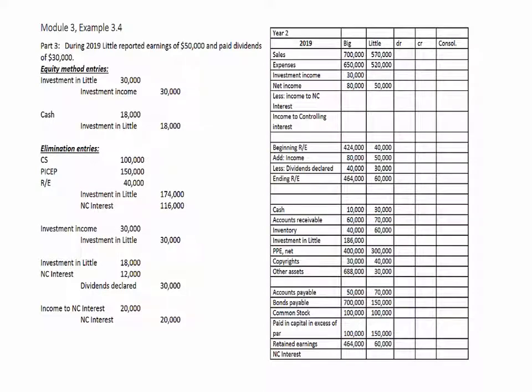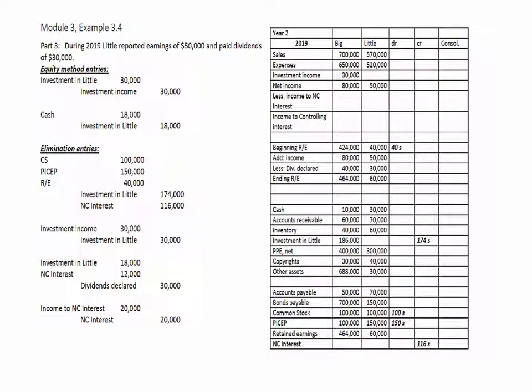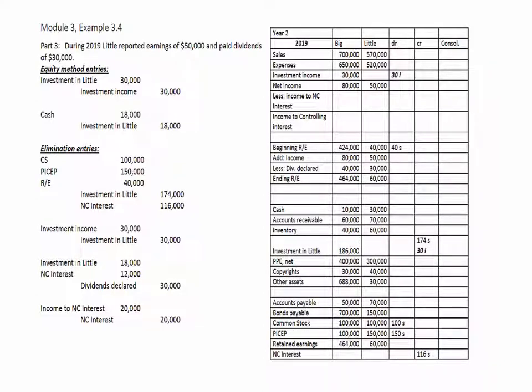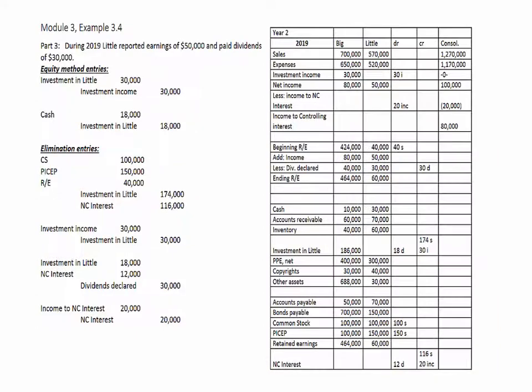We bring in our consolidation worksheet, and again, we post our S entry, debits to the debit column, credits to the credit column. We post our I entry. We post our D entry. We post our I and C entry. And then we add across in the usual fashion.